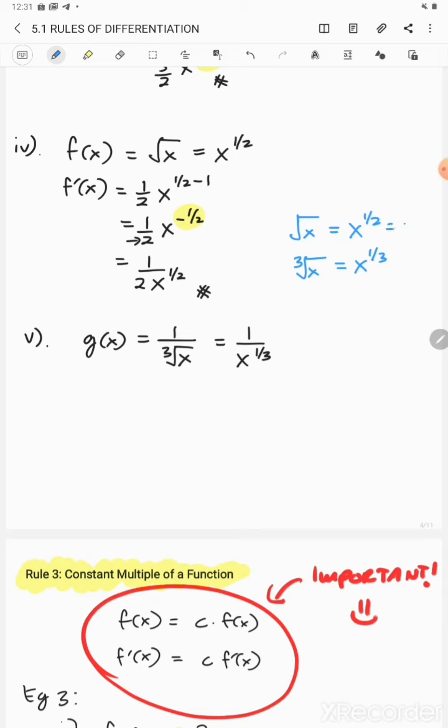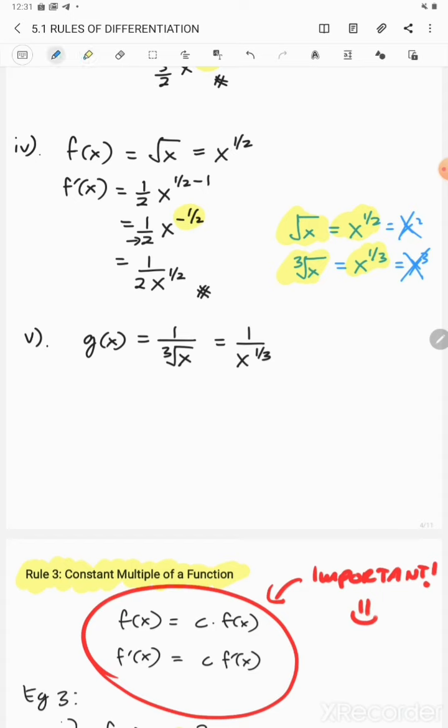Some students do it like this, suddenly it becomes x power of 2. This is wrong. Or cube root becomes x power of 3. This is also wrong. So the correct answer is, you have to remember this one. Square root becomes x power of 1 over 2. Cube root will be x power of 1 over 3.